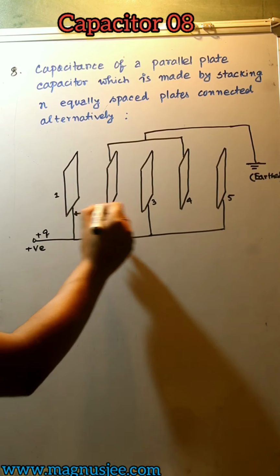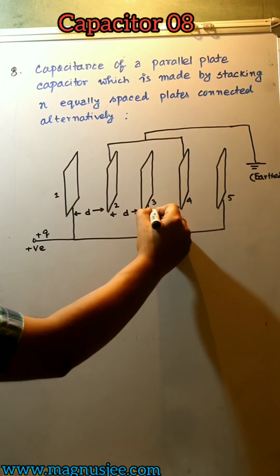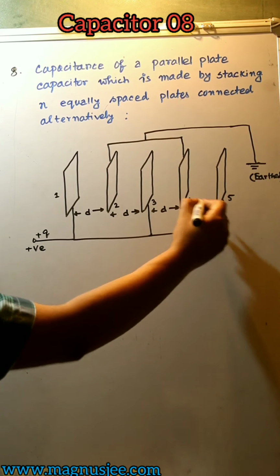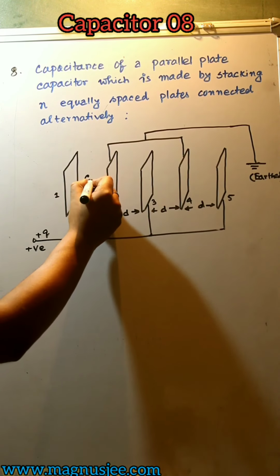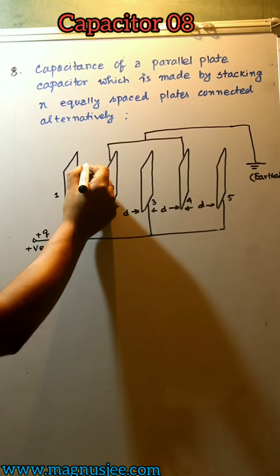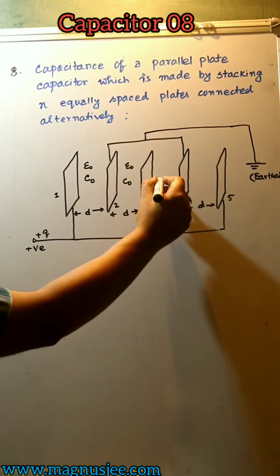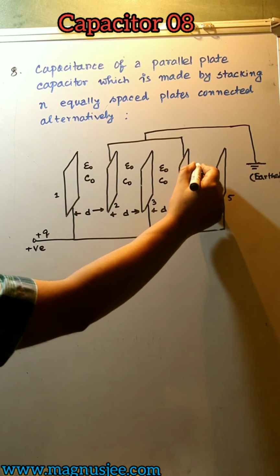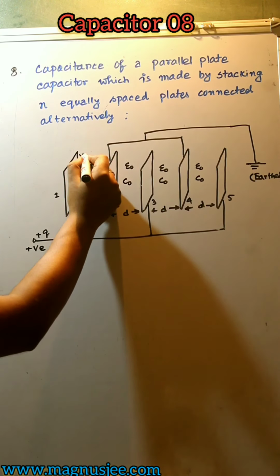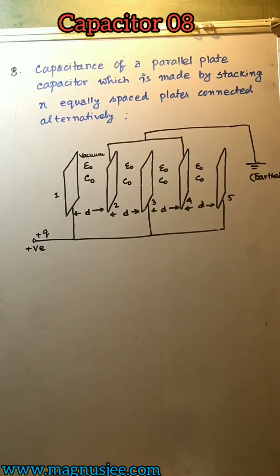D is the distance between 2 plates. And there is vacuum as the dielectric medium between 2 plates, and epsilon 0 is the permittivity of vacuum. C0 is the capacitance of each capacitor. There is vacuum between these 2 plates as dielectric medium.